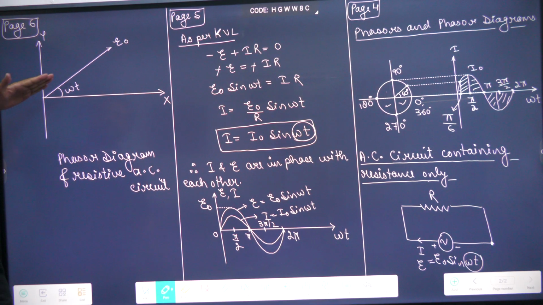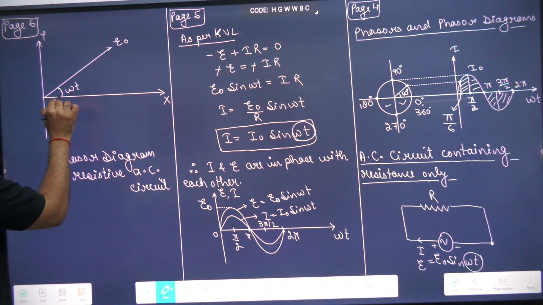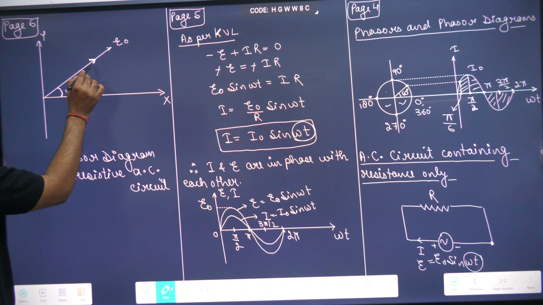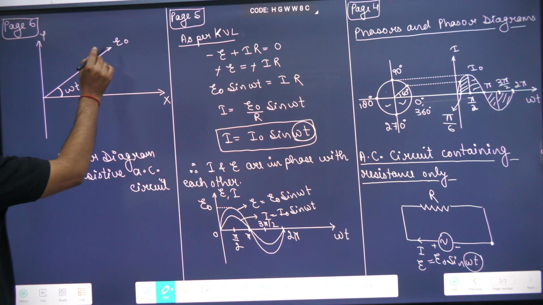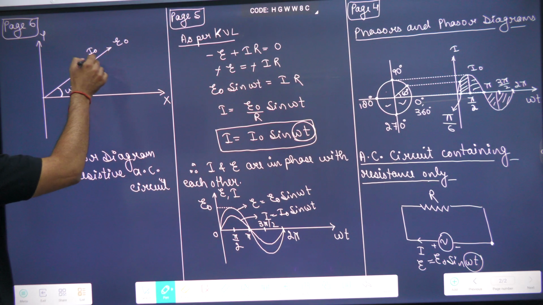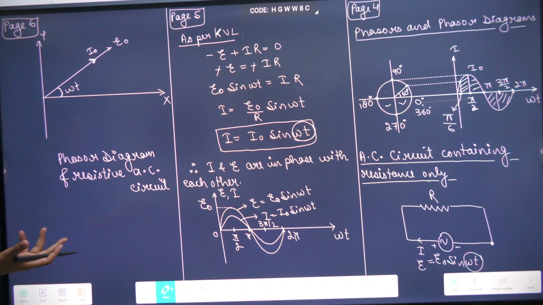They both are in phase means they both will lie on the same line and they both will make angle omega t with the x-axis. I naught is less than E naught. That's why I am drawing this arrow of I naught a little bit behind E naught, just to show that I naught is less than E naught. This is the phasor diagram.